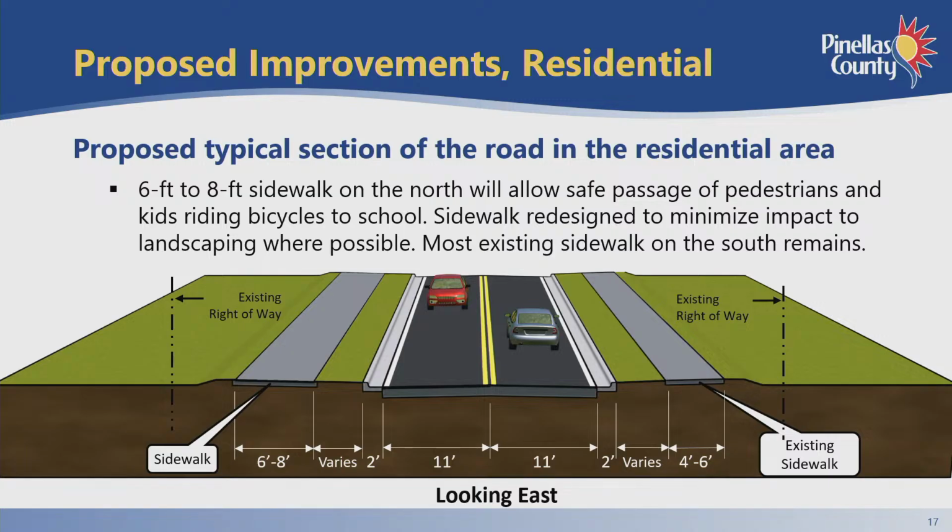As we look at the cross-section, again, there's the 6 to 8 foot sidewalk on the north side. And again, most of the sidewalk remains on the south side. We have repairs and ADA upgrades that will be required. So this will allow kids on bikes to stay on the wider sidewalk instead of riding in the streets, as you've seen in some of the pictures.